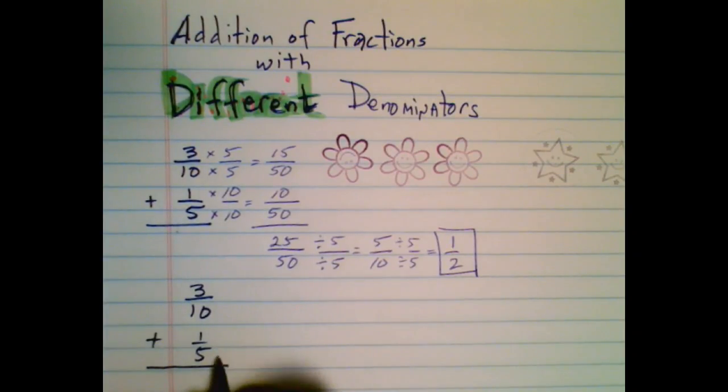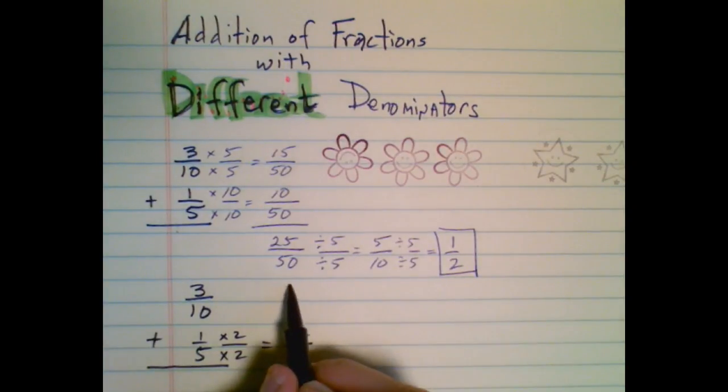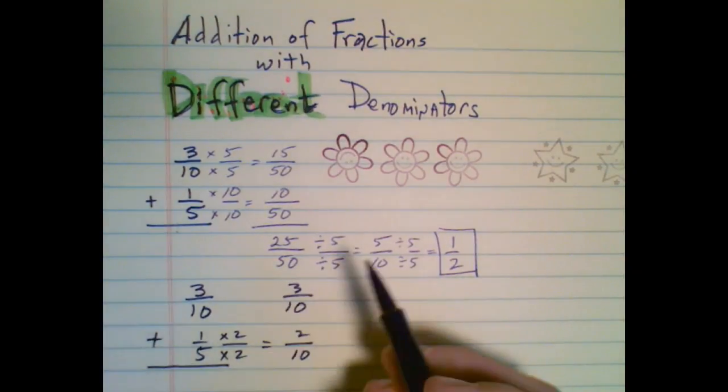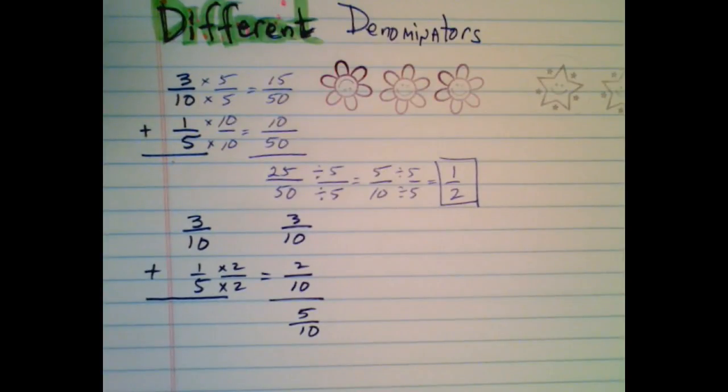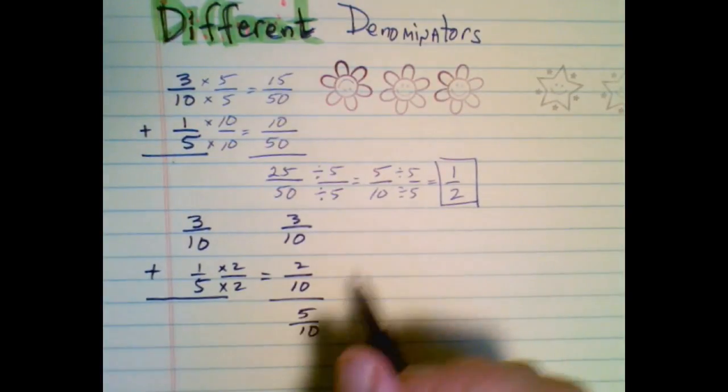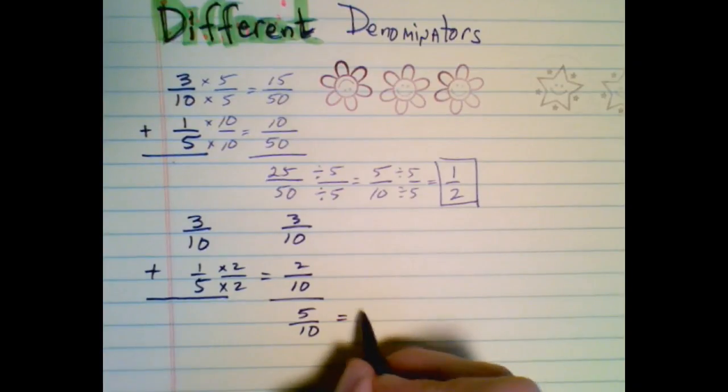If I were to multiply the 5 top and bottom by 2, that would change the bottom fraction into 1 times 2 is 2, 5 times 2 is 10, and lo and behold, now they have the same denominator. So now my problem changes from 3 tenths plus 1/5 to 3 tenths plus 2 tenths, or 5 tenths. And as we saw before, 5 tenths, we divided both top and bottom by 5, is equal to 1/2.